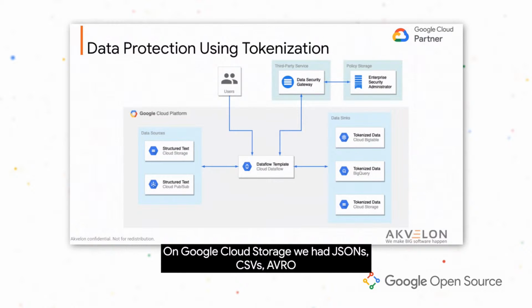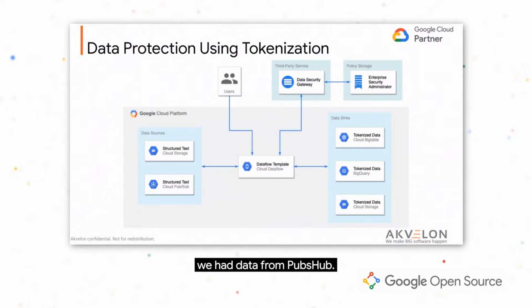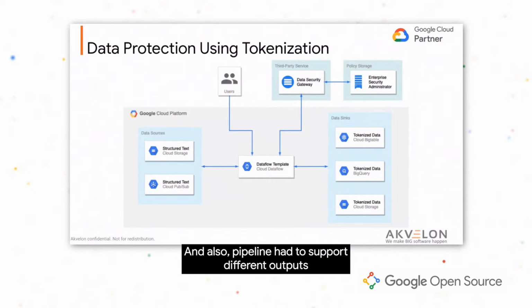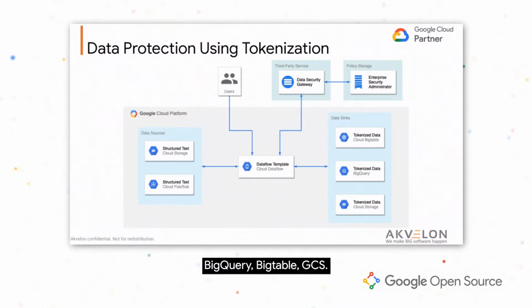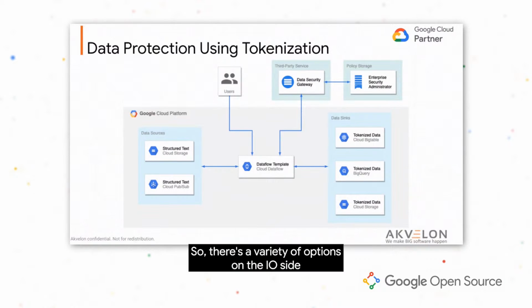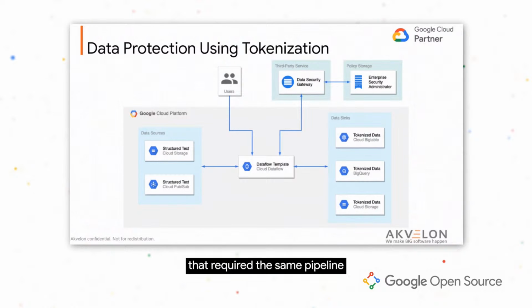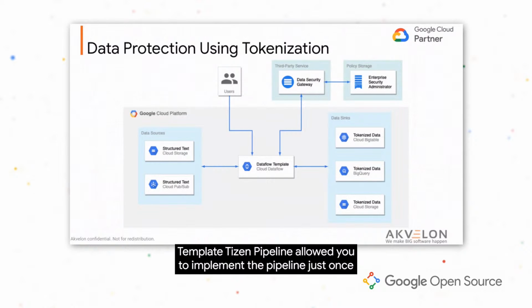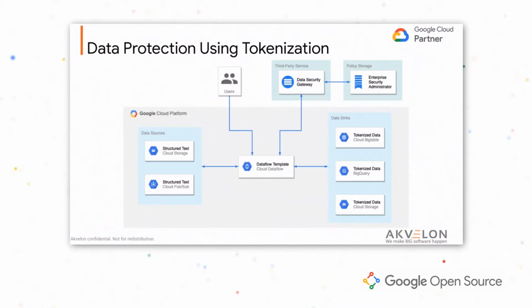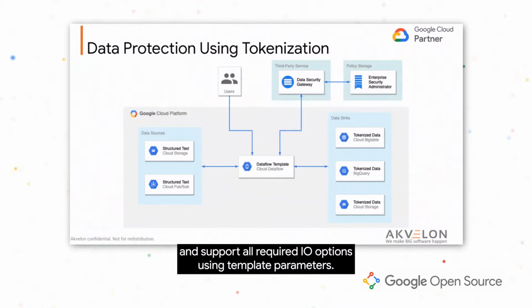On Google Cloud Storage, we had JSON, CSVs, Avro, we had data from PubSub, and the pipeline also had to support different output sinks: BigQuery, Bigtable, GCS. So this variety of options on the I/O side required the same pipeline to do the same processing. Templatizing the pipeline allowed us to implement the pipeline just once and support all required I/O options using template parameters.